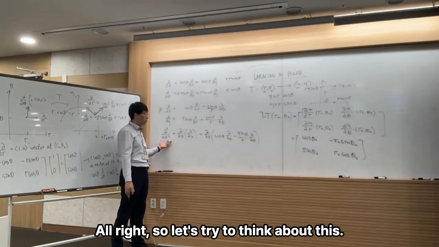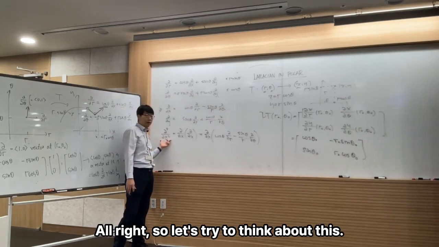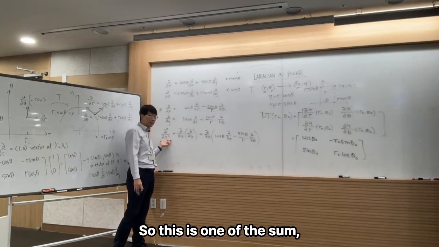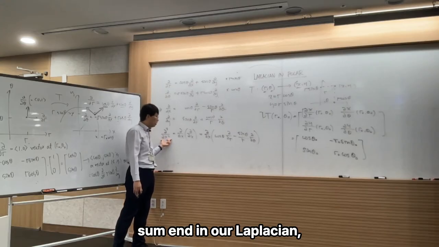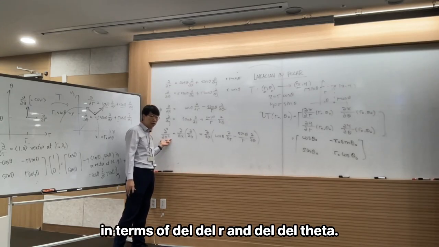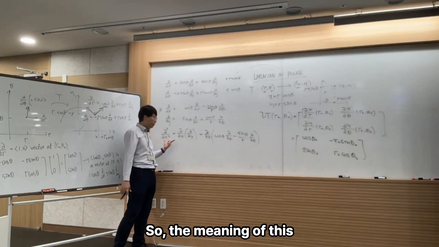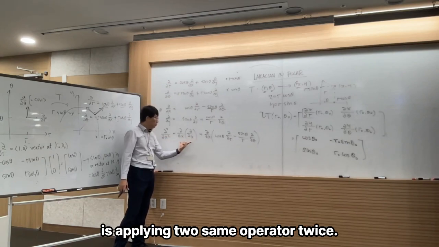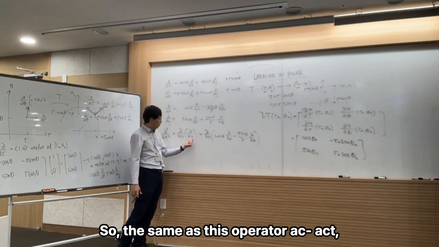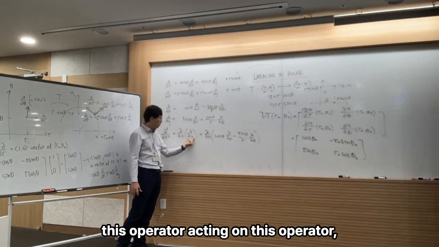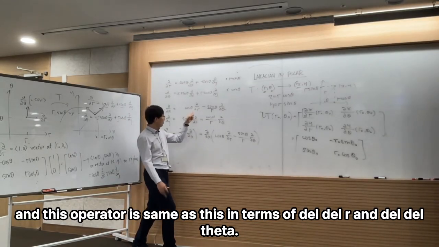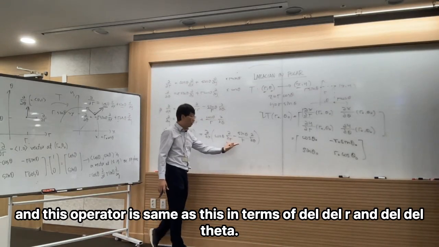So let's try to think about this. This is one of the summands in our Laplacian, and I want to express this in terms of ∂/∂r and ∂/∂θ. The meaning of this is applying the same operator twice. So it's this operator acting on this operator, and this operator is the same as this in terms of ∂/∂r and ∂/∂θ.